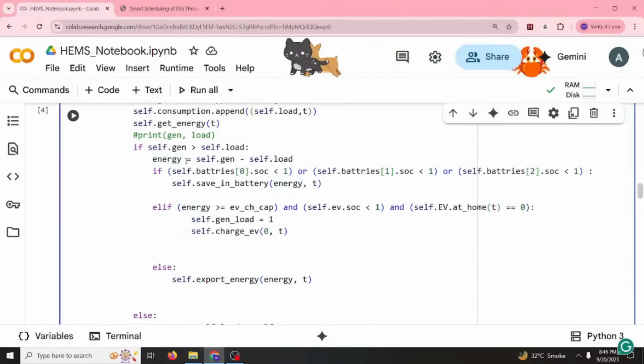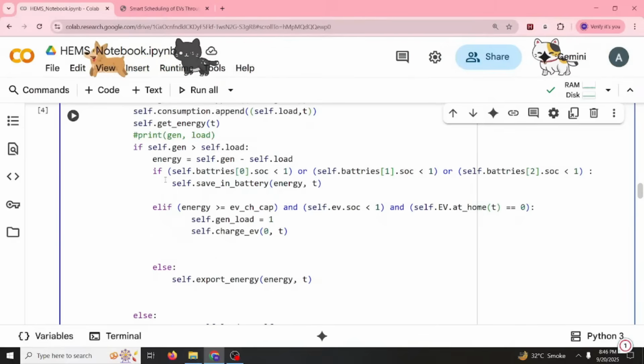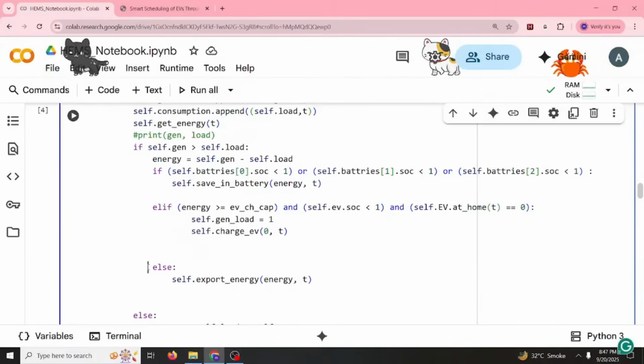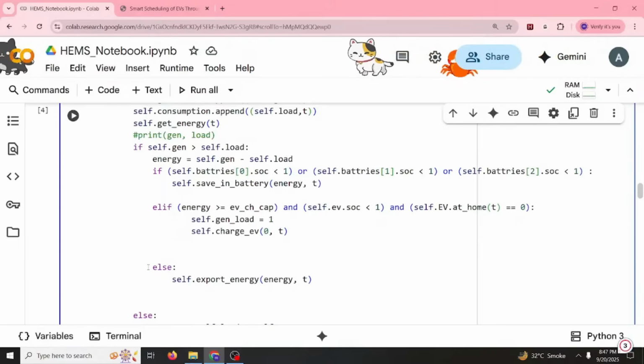And if the electrical vehicle is also charged, then we can export the energy. In this way, if we have excess energy in the system, the first priority will be given to the batteries for charging. The second priority will be the EV, and the third priority will be export.